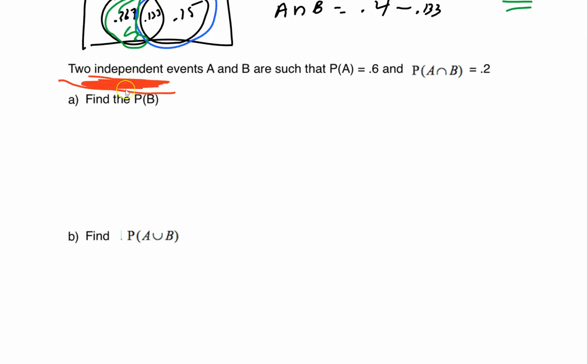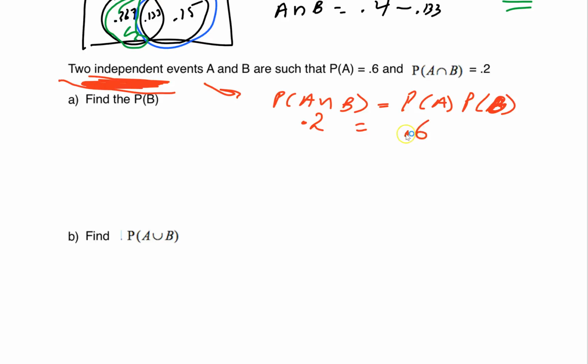Since it's independent, we can use the formula. Okay, it's independent. That means I could do this from your formula sheet: probability of A times probability of B. Since they tell me it's independent, I can use this formula, and I know what this is, 0.2, based on what they gave me. A is 0.6, and I'm looking for probability B, so let's put an X there.